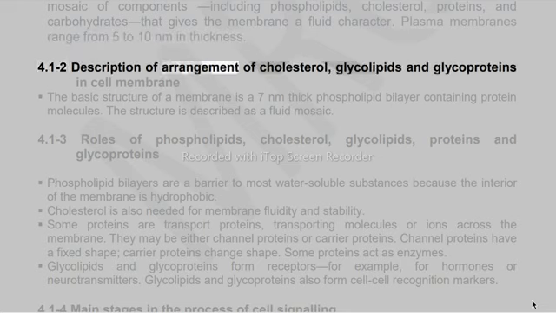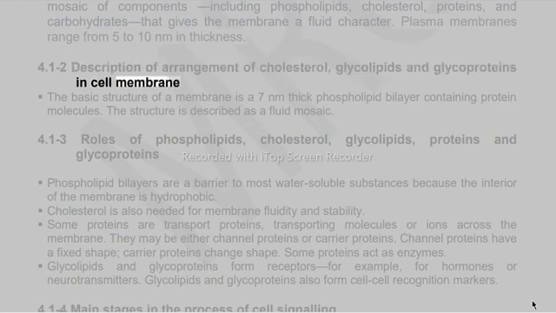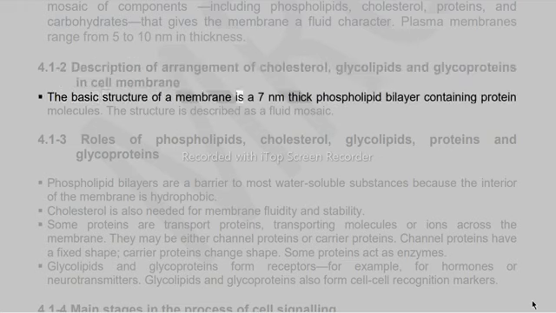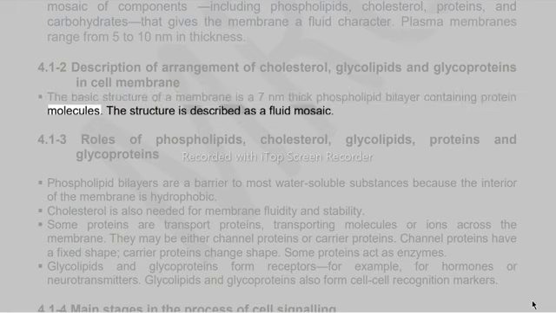4.1-2 Description of arrangement of cholesterol, glycolipids, and glycoproteins in cell membrane. The basic structure of a membrane is a 7 nanometers thick phospholipid bilayer containing protein molecules. The structure is described as a fluid mosaic.